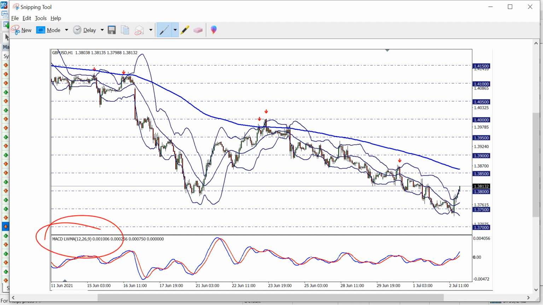And then we've got the MACD linear weighted moving average, which is again a different version of the MACD. I like it because it smooths it out. Again, it's in the members area for free if you want to pick that indicator up. And I use it mainly for divergence kind of indications here.